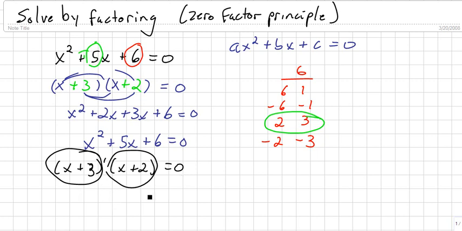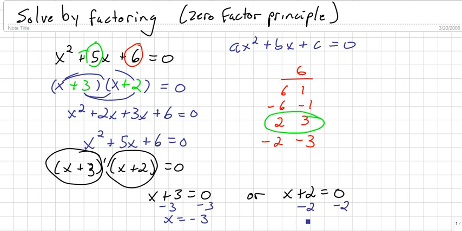So the way I solve this is I take my x plus 3 and set it equal to 0. Or the other possibility is that x plus 2 has to equal 0. And I go through and solve, isolating my variable, and I get x equals negative 3. Or, solving the other side, I get x equals negative 2. You can always check by taking the values of negative 3 and negative 2 and plugging them back into the original equation, and you will get a true statement where 0 equals 0.